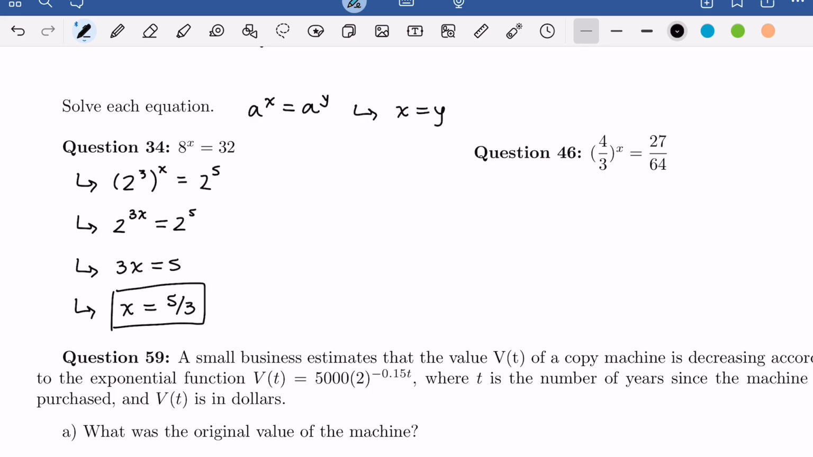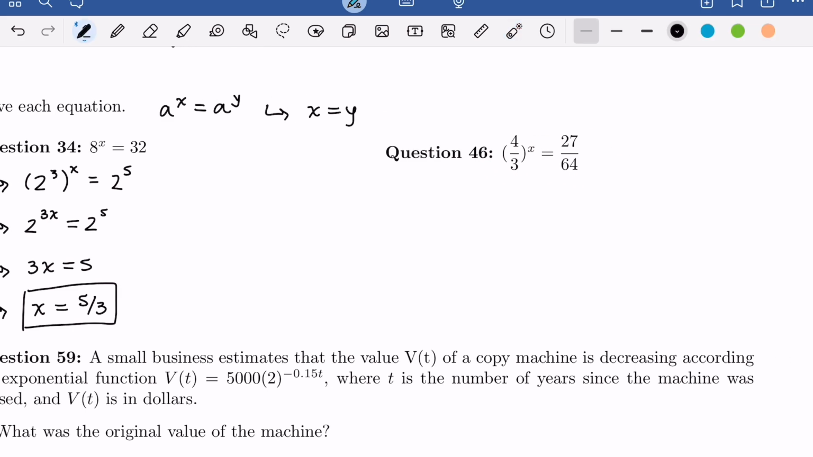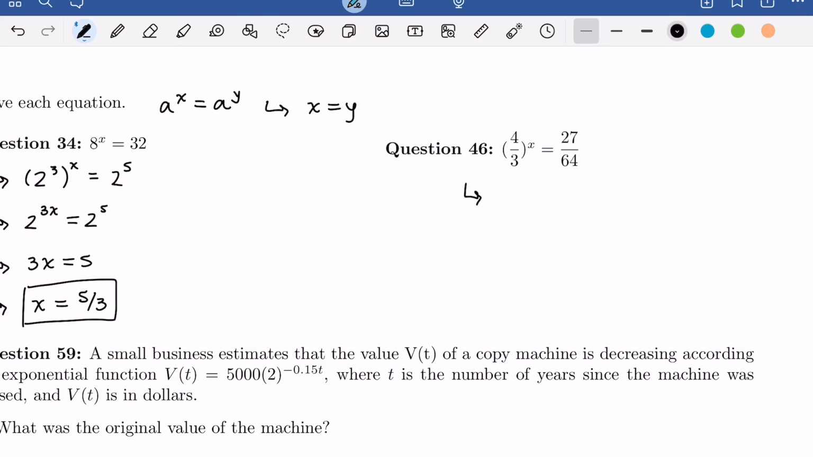So that's how we would solve that one. Let's do the same thing for question 46 here. Now this one's a little bit more complicated, but it's the same idea. We're going to try to get the same base on both sides of our equation. Since the numbers on the left-hand side, this 4/3, are going to be smaller than the ones on the right-hand side, we're going to leave those be.